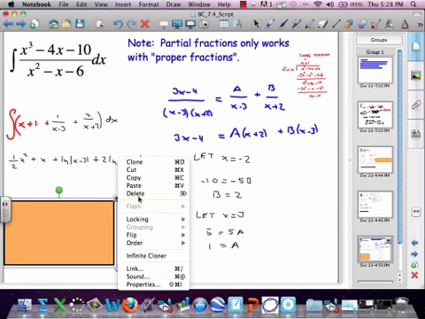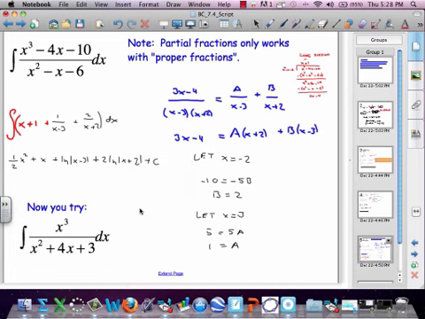You get to go ahead and try, not one from the textbook, but one I actually made up. Okay, x cubed over x squared plus 4x plus 3. Long division first, and then get into the partial fractions.